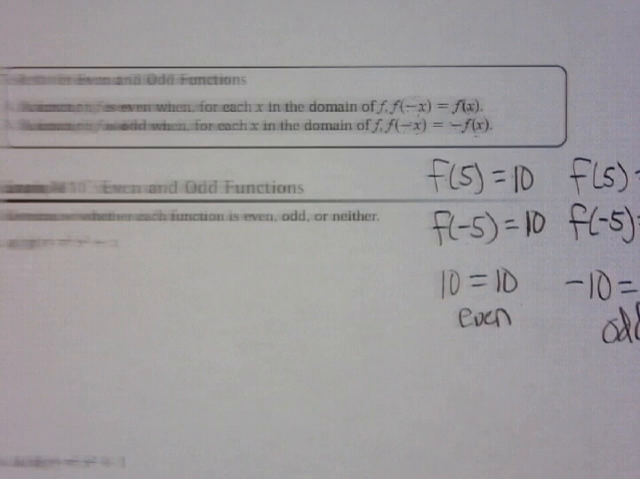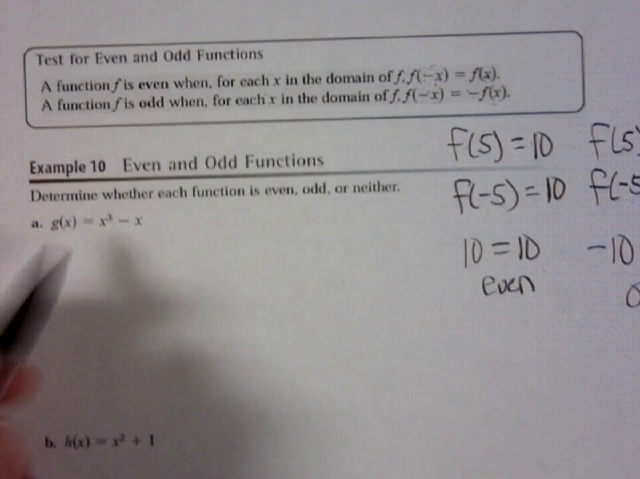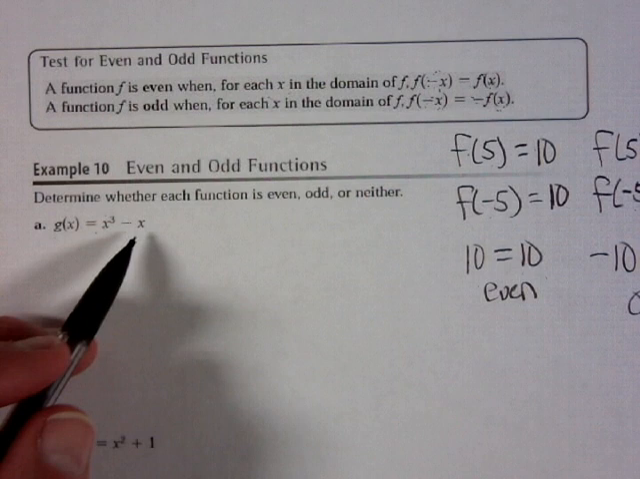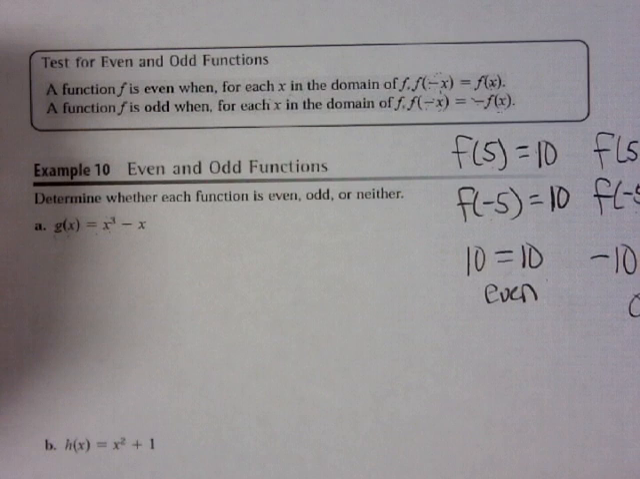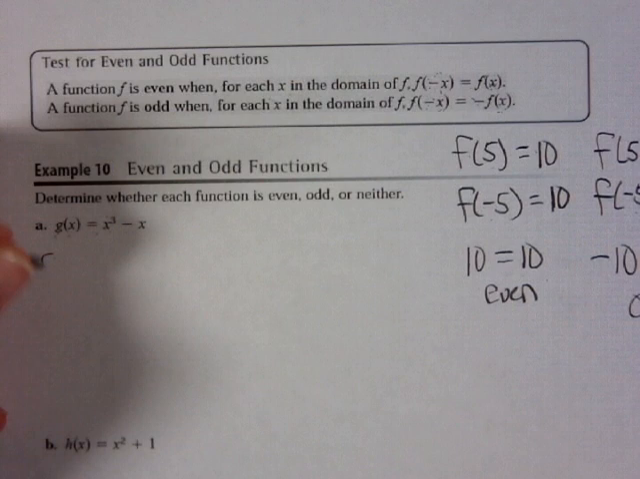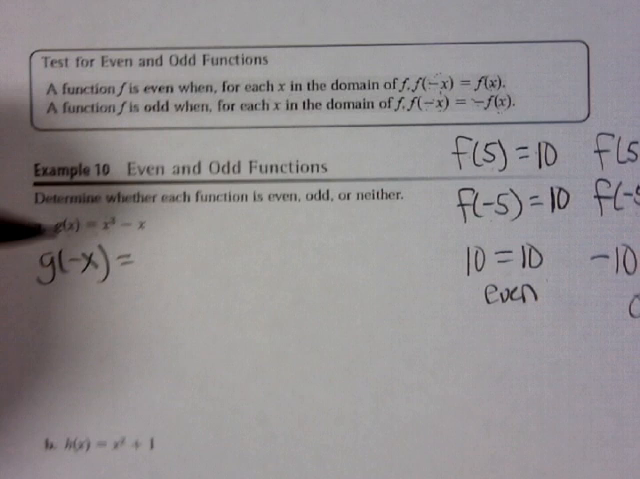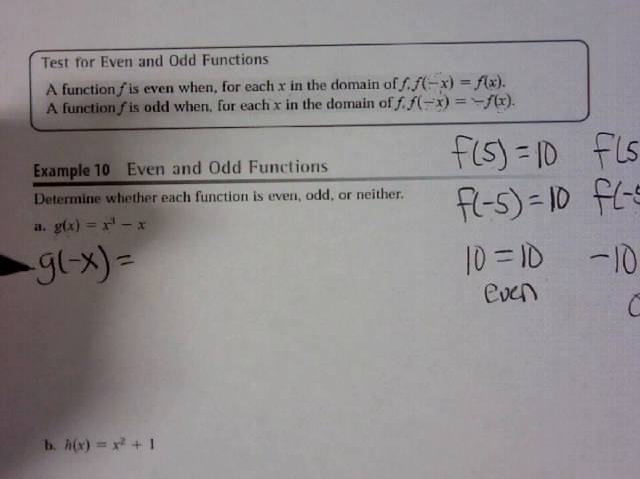So let me show you how to test it algebraically when you have an equation. Here I've got f of x equals x to the third minus x. So we already know what f of x equals. Well, to test it, I need to know what f of negative x is equal to. So what I want to find is g of negative x, and compare it to g of x to see whether it's even or odd. So let's plug this in and see what g of negative x is going to be equal to.